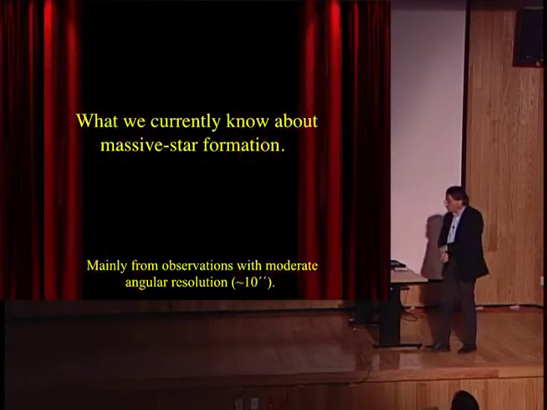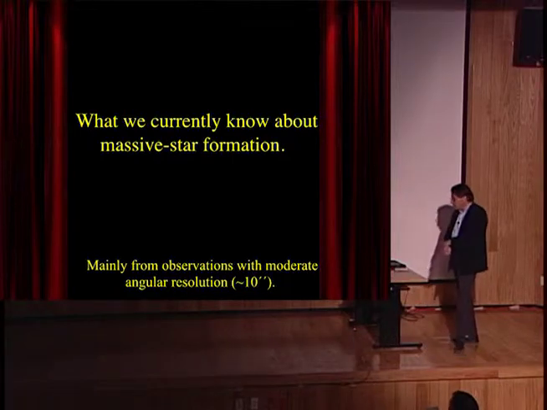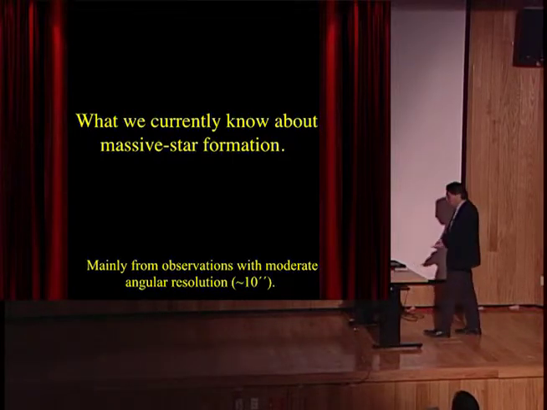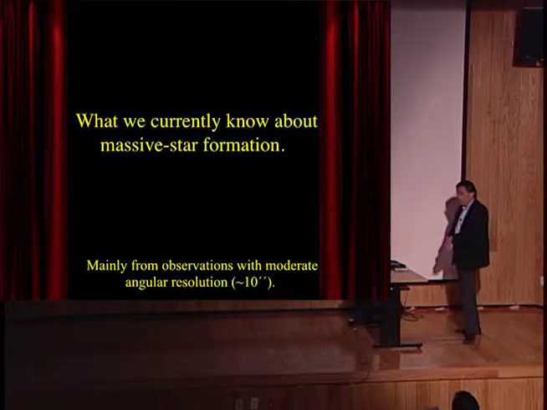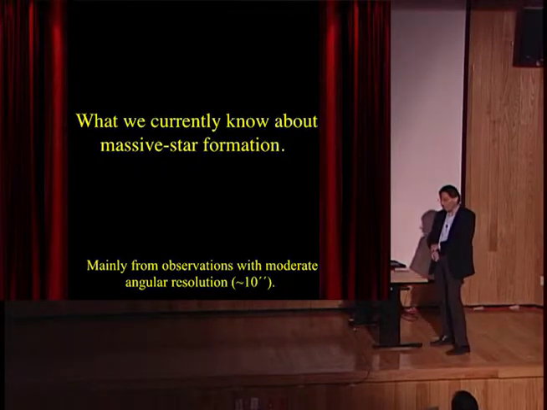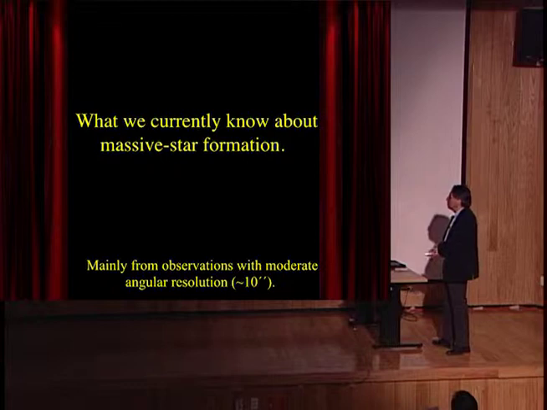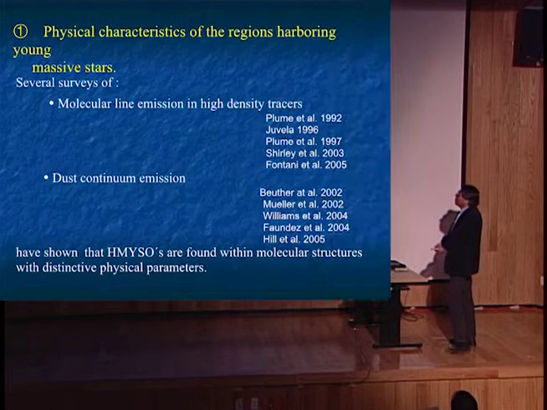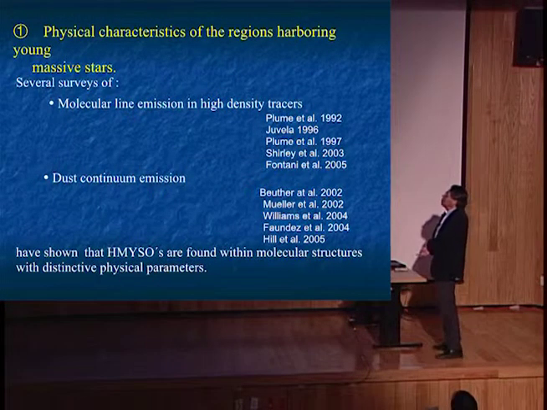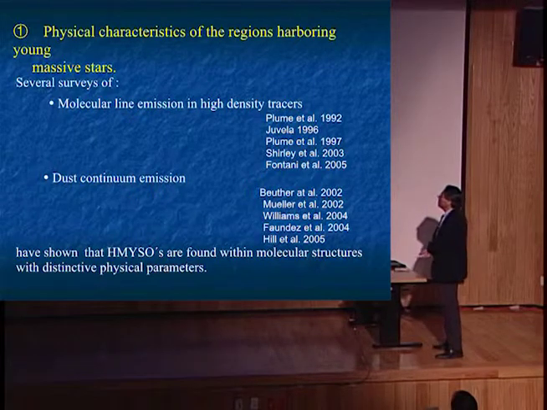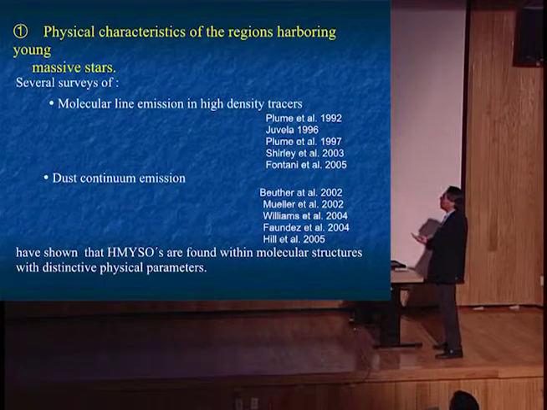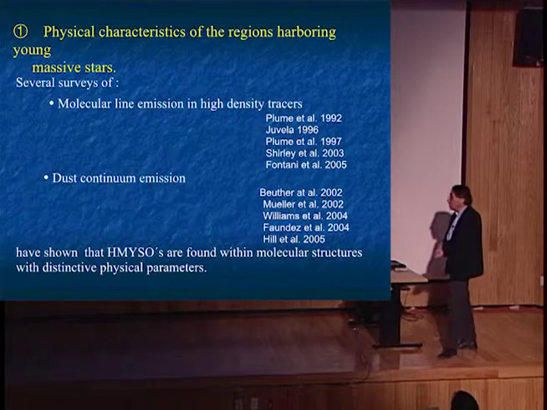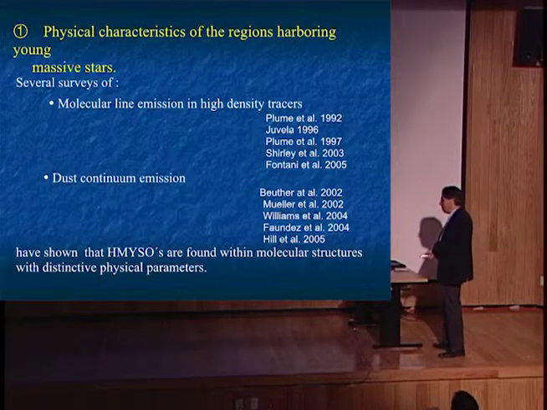So let's go and see what we currently know about massive star formation. I wanted to mention that it's mainly drawn from observations with moderate angular resolution, typically about 10 to 20 arcseconds. So let me tell you what we know about the physical characteristics of the regions harboring massive stars. Several surveys, both in molecular ion emission and dust continuum emission, have shown that high-mass young stellar objects are found within molecular structures with distinctive physical parameters.